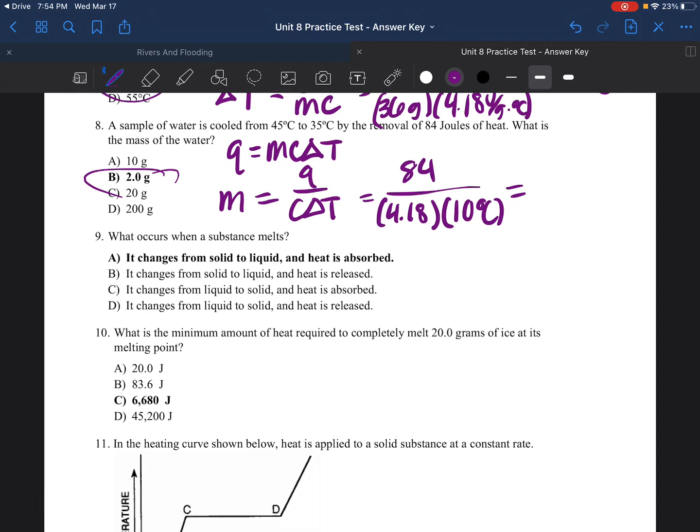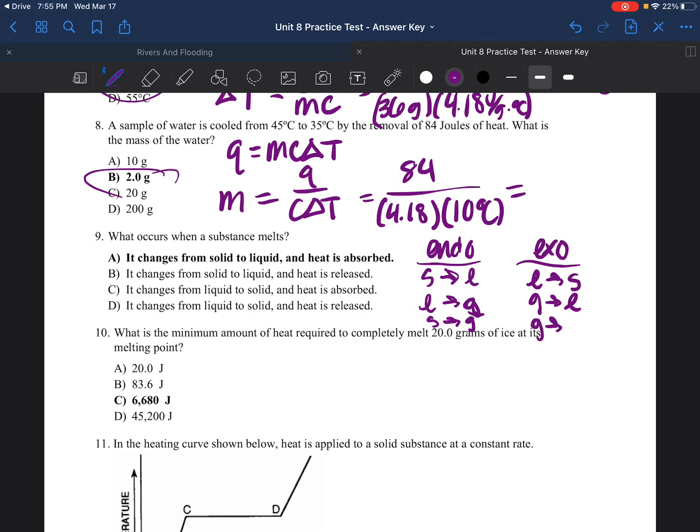So you have to think about endo and exo phase changes. Endothermic are the things that take energy to happen. That would be going from solid to liquid, liquid to gas, solid to gas. These are endothermic. They take energy to happen. Exo are the opposite. So if we go from liquid to solid, or freezing, if we go from gas to liquid, condensing, or gas to solid, deposition, these are going to be your exothermic.